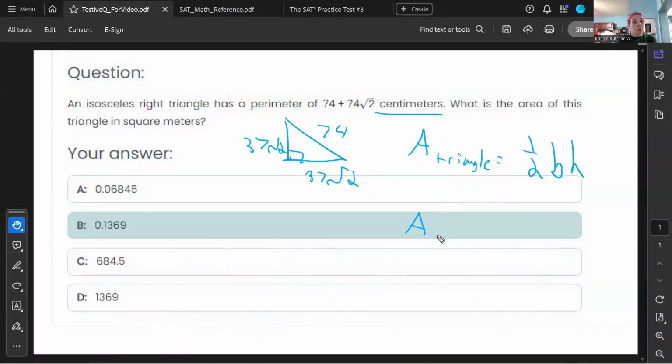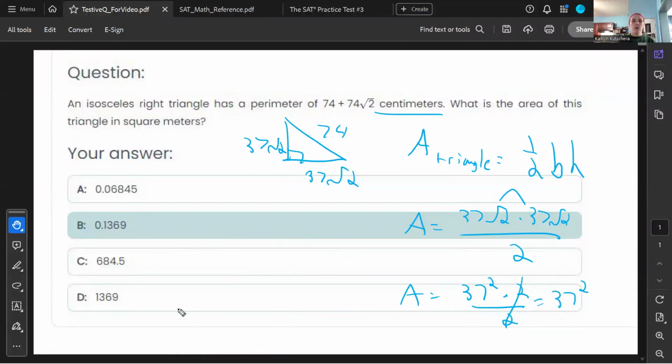And in this case, my base and height are the same because I have an isosceles right triangle. So I know it's going to be 37 times the square root of 2 times 37 times the square root of 2, all over 2. And if I simplify the numerator, that's 37 squared, and then the square root of 2 times square root of 2 is just 2. So that's times 2 over 2. My 2's cancel out. It's 37 squared, which you can put in your calculator and get us here.